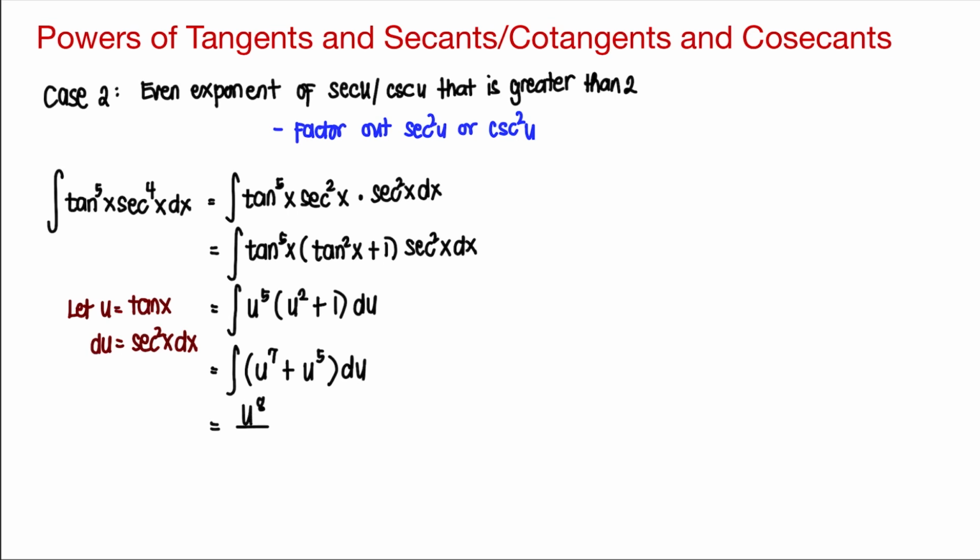And then we proceed to evaluating the integral. That's u to the power of 8 over 8 plus u to the power of 6 over 6 plus c. And then go back to the original variable: tangent to the power of 8x over 8 plus tangent to the power of 6x over 6 plus c.